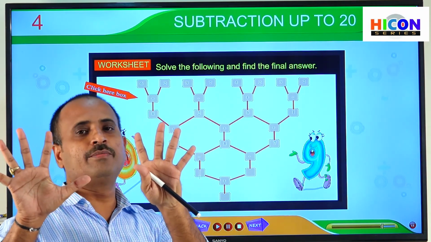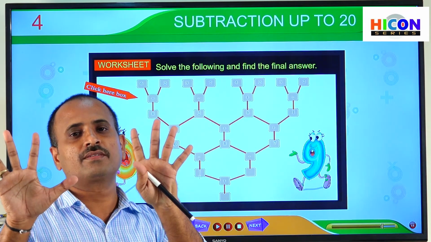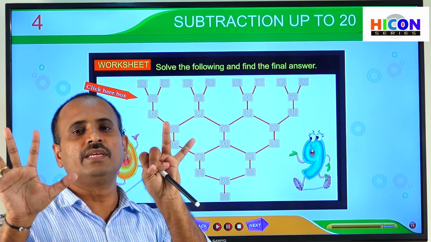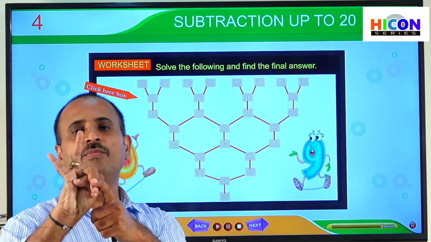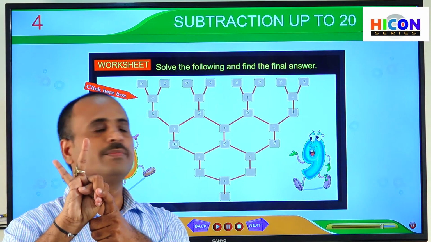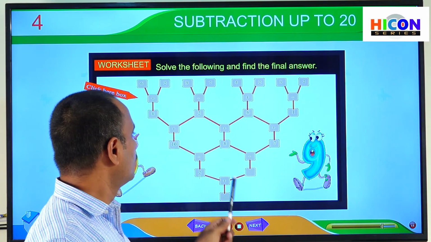And what is the second number? 8. So close 8 fingers among these 10 fingers. So 1, 2, 3, 4, 5, 6, 7, 8. Children, how many fingers are left? 2 fingers are remaining. So write 2 in this box. Next, go to the next one.